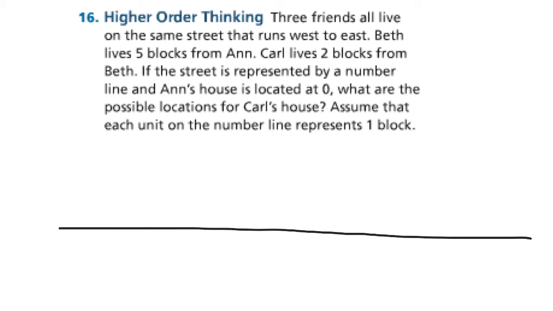If the street is represented by a number line and Anne's house is located at 0, what are the possible locations for Carl's house? All right, so let's go back to the beginning. Beth lives 5 blocks from Anne. Well, Anne is at 0. Let's do Anne in purple. Beth in purple. Beth lives 5 blocks from Anne, but it doesn't tell us direction.